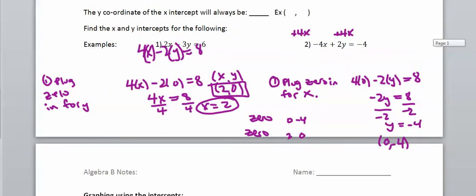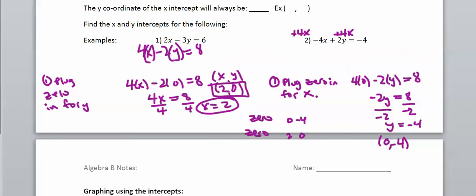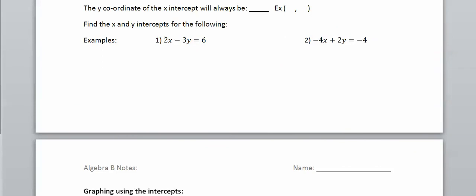Okay? There's just a couple more examples. I want you to try both. Pause the video real quick, try both of these and see what you come up with, and we'll go over them with you. Okay, so we should have gotten x and y on the same side. Well, in this case, actually in both cases, x and y are already on the same side. So I want to find the x and the y intercepts for the following.